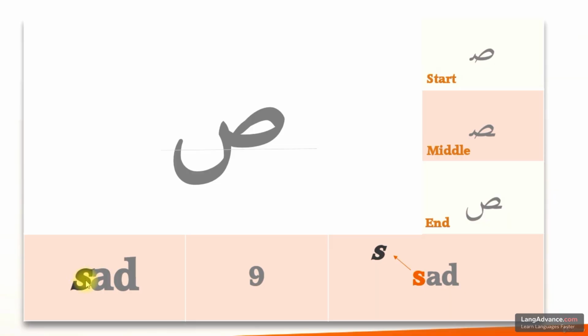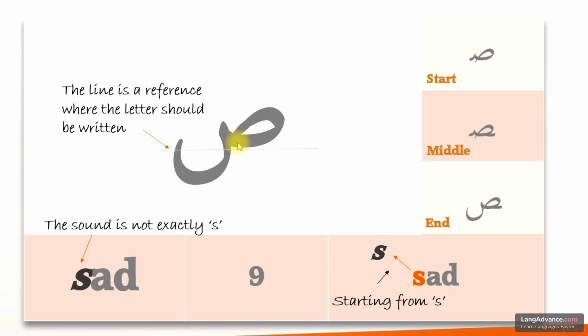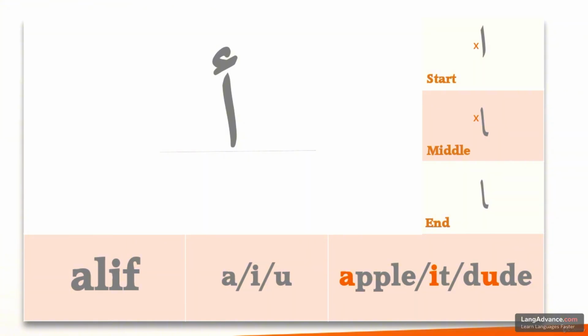Sometimes I would put an S like this, which is italic, just to show that the S is not exactly the same as the S in English language. The line here shows a reference line where the letter should be written. So let's start with the first letter of the Arabic alphabet. The first letter is called alif, and the sound is produced by the throat. When this letter has vowels, it will be a, i, or u.